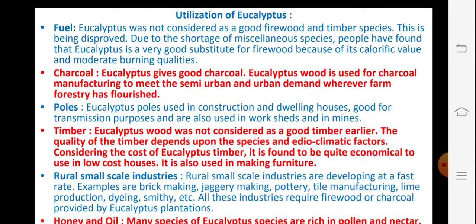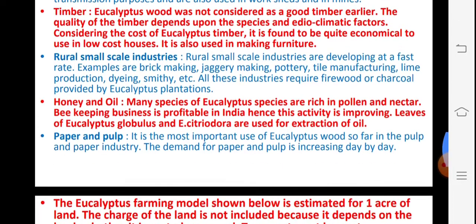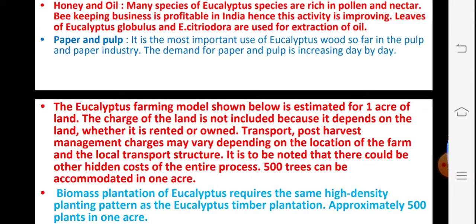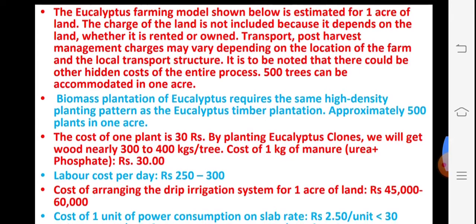Then wooden poles are used for building construction, and the others are used as rough stem parts. Then honey and oil production, because the flowers are also aromatic, so they are used. Then for the paper and pulp industry, we know paper is prepared from the pulp of these wooden logs.